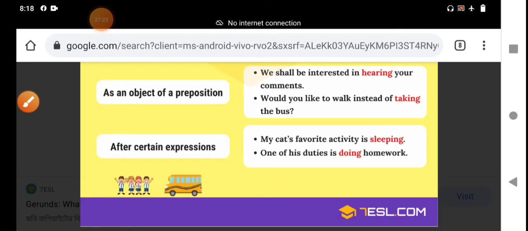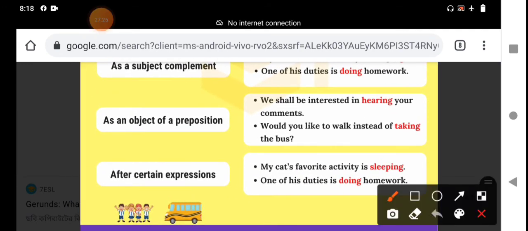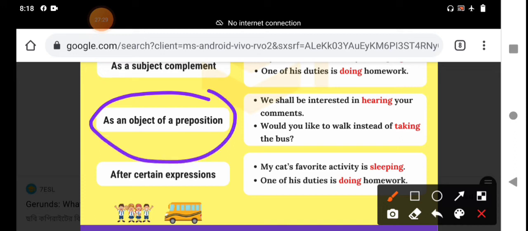The gerund functions, as a fourth one, as an object of the preposition. For example, we will be interested in hearing. Interested is a very important word. That word takes an appropriate preposition. We shall be interested in. This word takes a preposition. Hearing is a noun after the preposition.